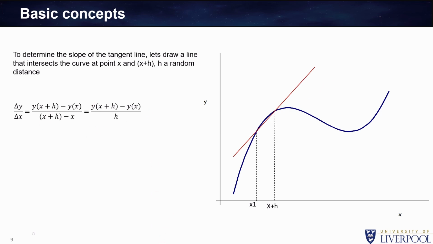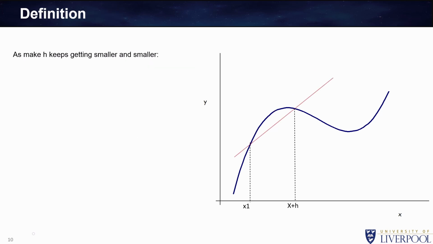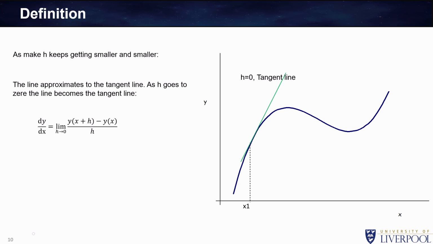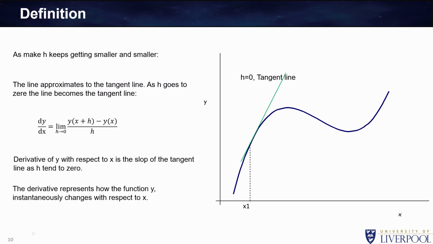Now, if you notice, if we change the h to a smaller value, it will get closer to the tangent line. Now, as h gets smaller and smaller, it will eventually be equal to the tangent line. So we can say that our dy over dx is the slope of that line as h tends to 0, which is basically our definition of the derivative. And this derivative represents how the function instantaneously changes with respect to x.